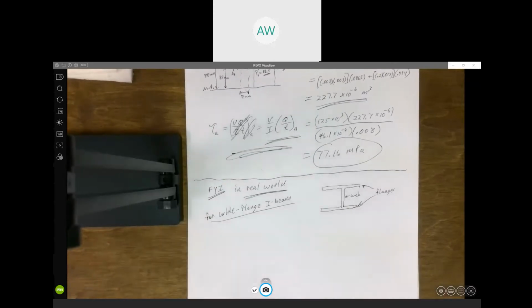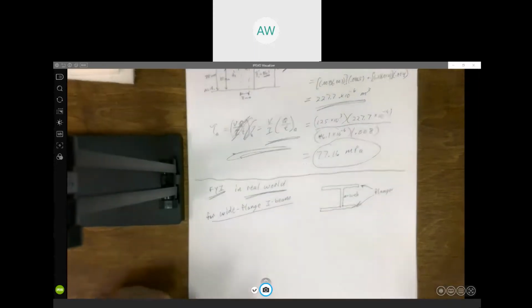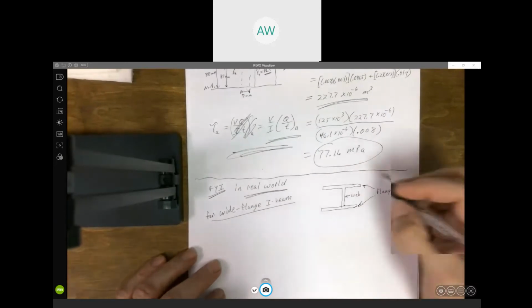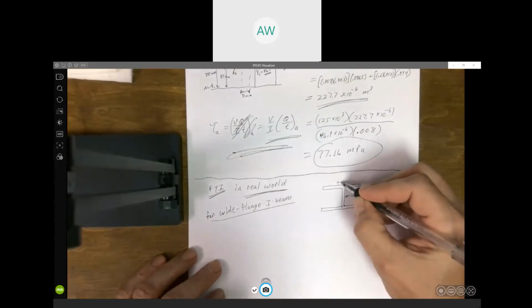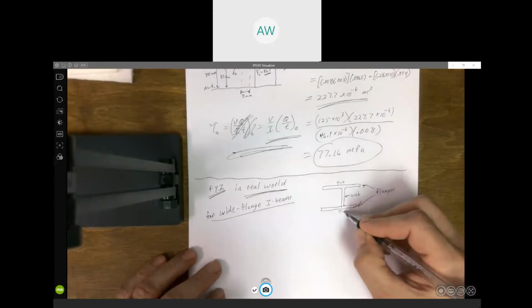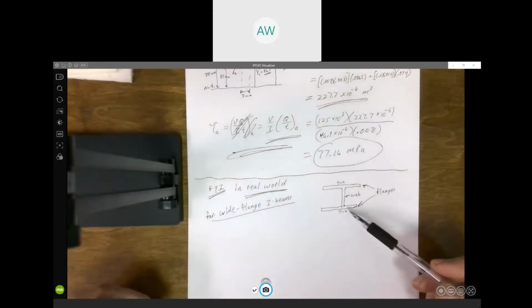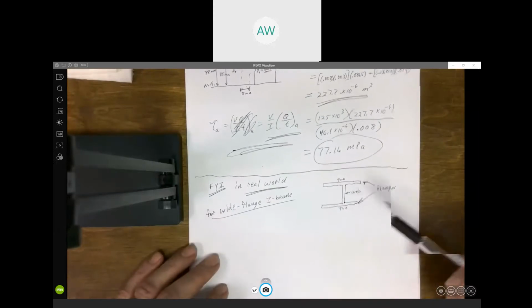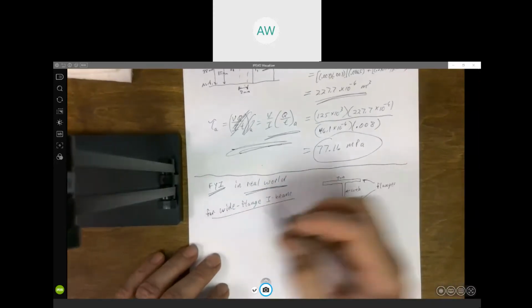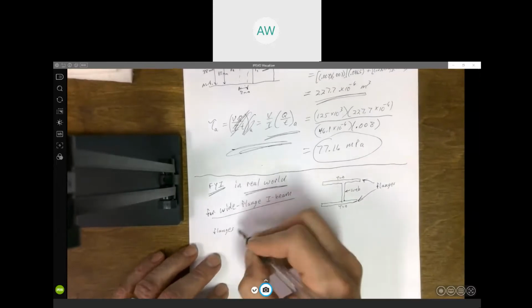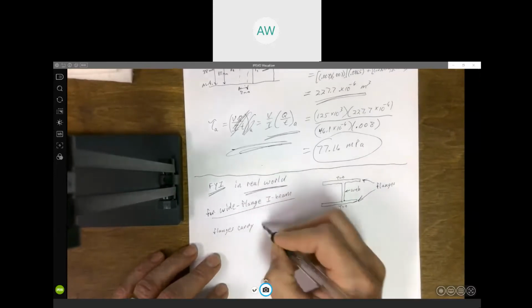Well, we just saw how we can calculate what the actual maximum shear stress is. But you go back to, we said before, tau is 0 at the top and the bottom. So those flanges aren't really carrying a whole lot of stress. So the flanges carry a little stress.